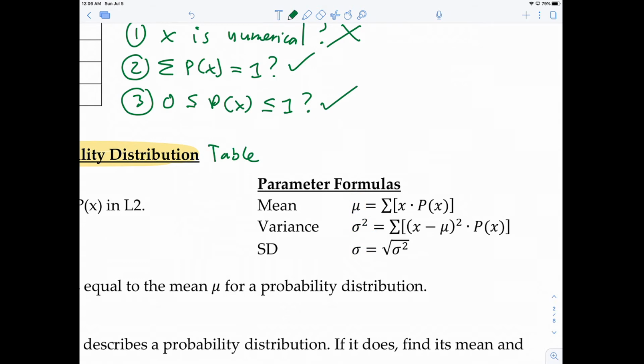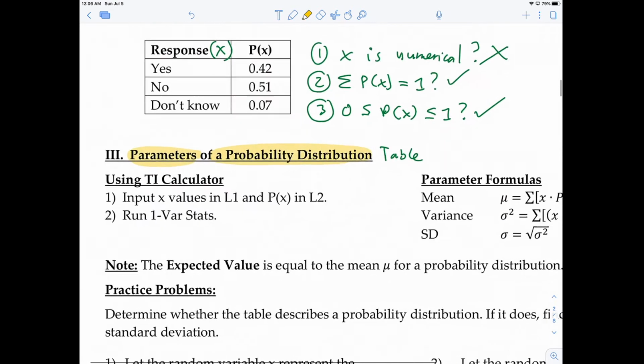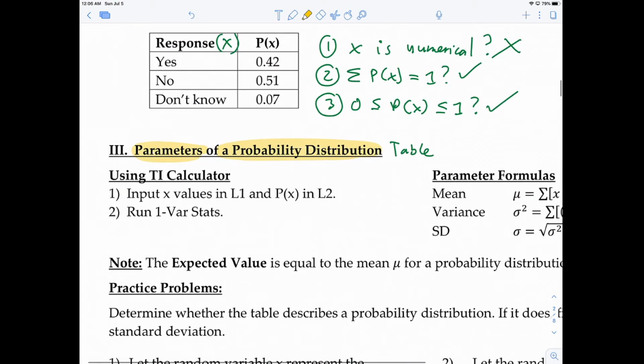So instead, we're going to be using the TI calculator. And here are the steps. So the steps are you want to input the x into one list, L1, input the p of x's into another list, say L2, and then we're going to run one var stats on L1 and L2.